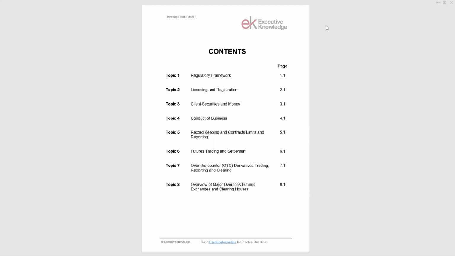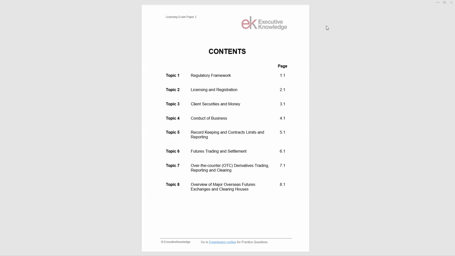Topic 2 on licensing and registration looks at the requirements that you need to satisfy to become licensed or registered. Now, the regulated activities that are covered by this paper are activity 2, dealing in futures contracts, activity 5, advising on futures contracts, and activity 7, providing automated trading services. And the requirements cover both licensed corporations and individuals who are looking to be licensed. And you can expect, I would say, 6 or 7 questions on topic 2.